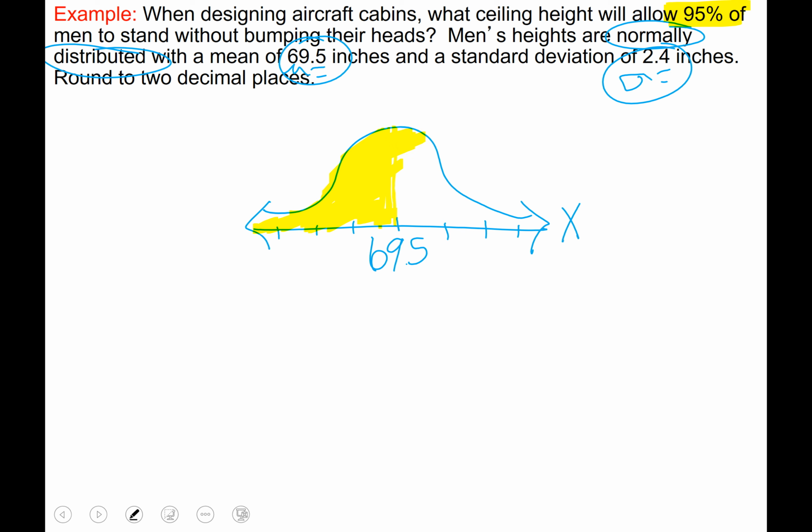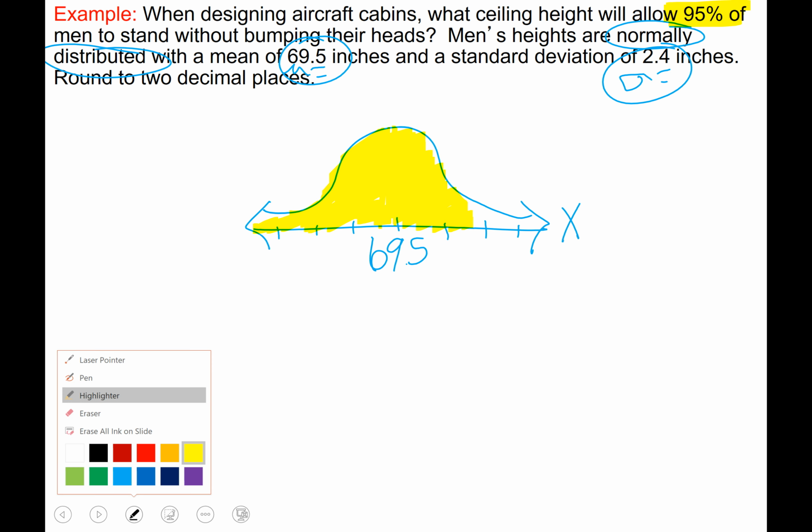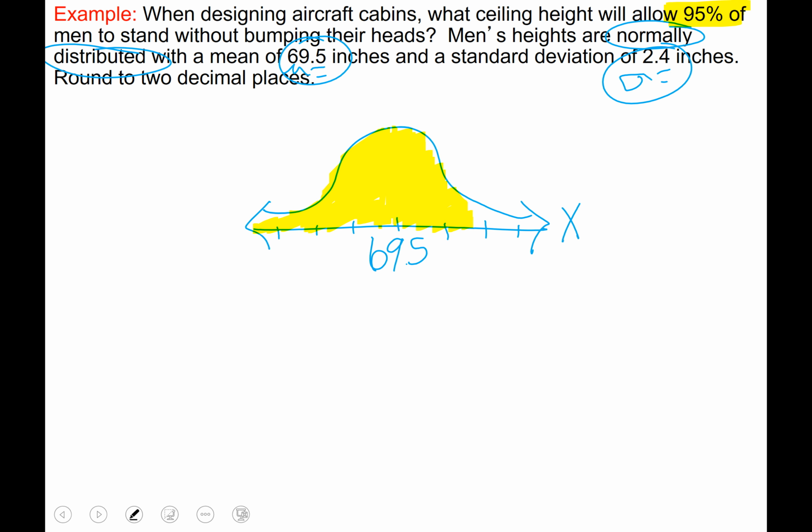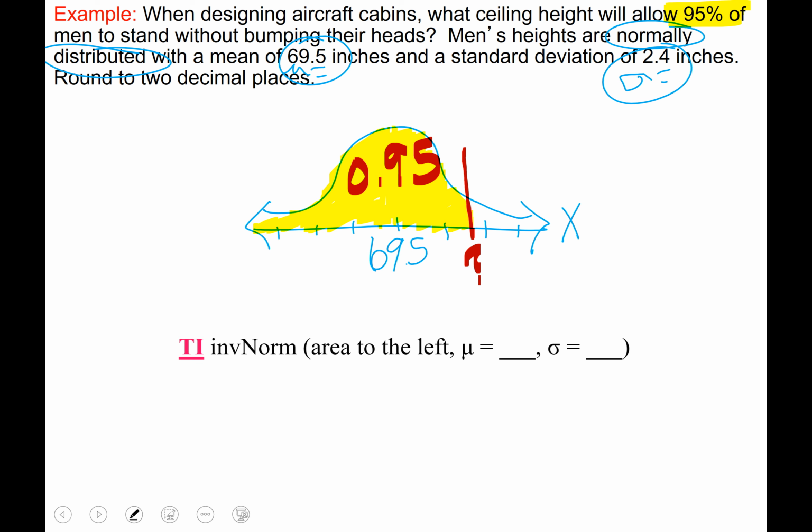So I'm attempting to shade in 95% of this curve, which I'm not quite sure where to stop. So what I'm going to do is run that program called inverse norm, and it's going to tell me where to stop, making sure I have obtained 95% of the data, or 0.95 of the area. Okay, first input needs to be area to the left, which is 0.95. Mu needs to be 69.5, and sigma needs to be 2.4.